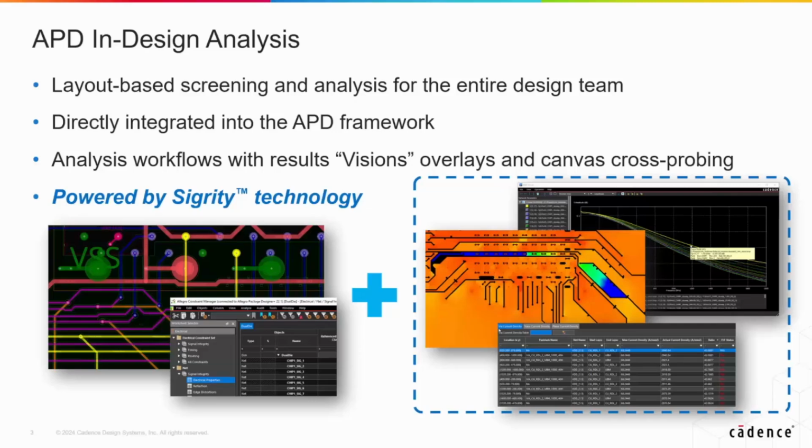Sigrity Aurora for APD is designed to enable rapid turnaround, catching potential problems and bringing to light otherwise overlooked situations. In-design analysis enables the package designer as well as the signal integrity specialist to find problems earlier in the process and shorten the design cycle. Let me quickly introduce you to the available workflows.